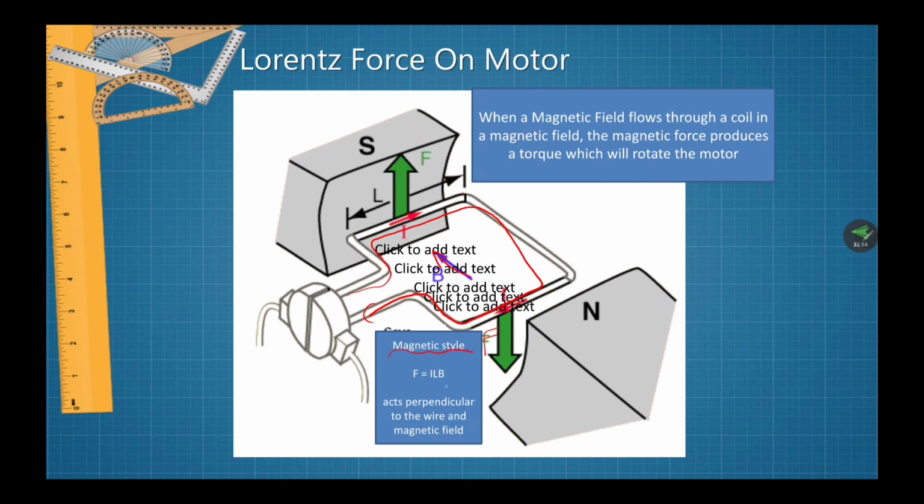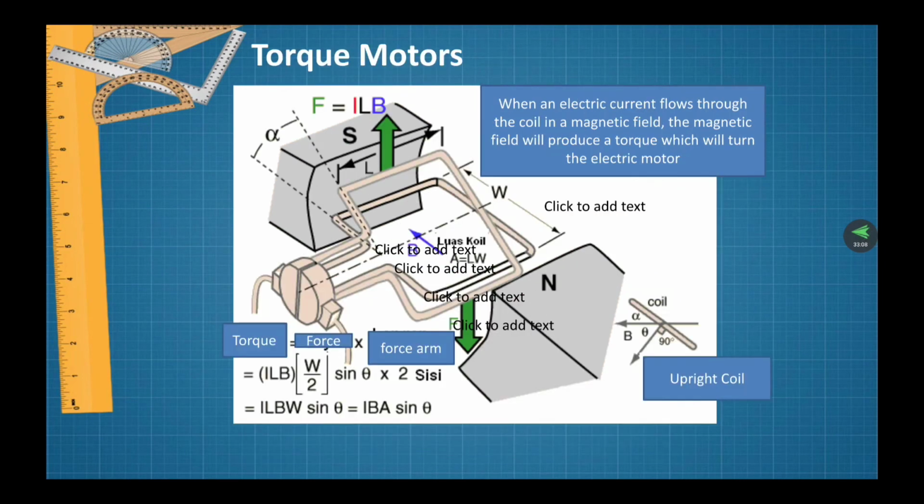So the magnetic force is defined by F equals B dot I dot L, which acts perpendicular to the wire and magnetic field. And then when an electric current flows through the coil in a magnetic field, the magnetic field will produce a torque which will turn the electric motor.